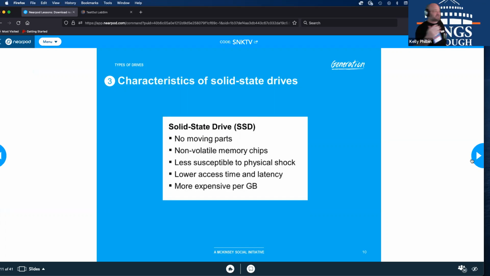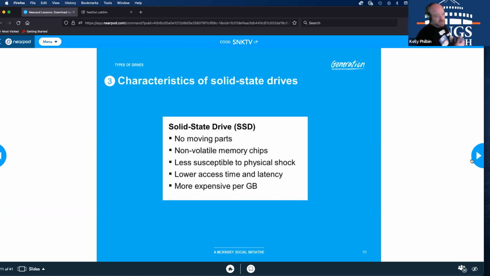It's less susceptible to physical shock. If you drop a mechanical hard drive, bad things can happen. But if you drop a solid state drive, within reason, I would throw it off a building, it usually can sustain shock pretty well. Also, added bonus, it has a much lower access time. So there's less latency, less delay when you're looking for information.